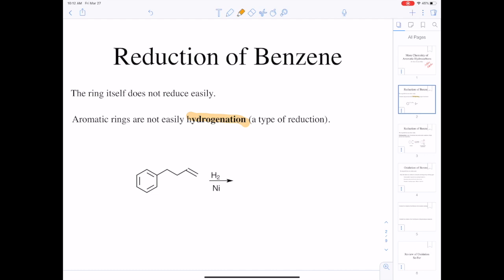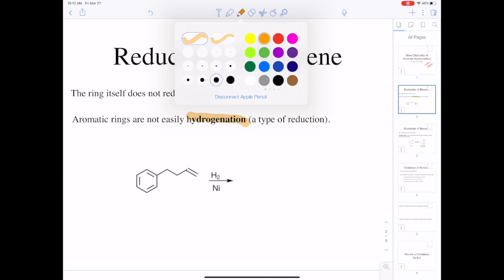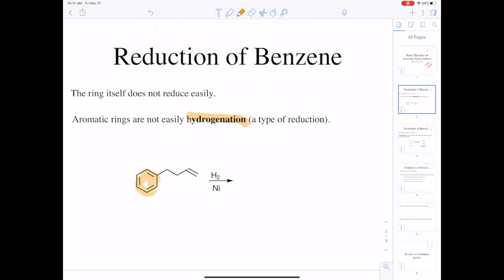So when we look at this problem here, we have an aromatic ring. We also have an alkene. And so what would we expect for a product? Well, the aromatic ring should remain intact, but the alkene is reduced to an alkane.